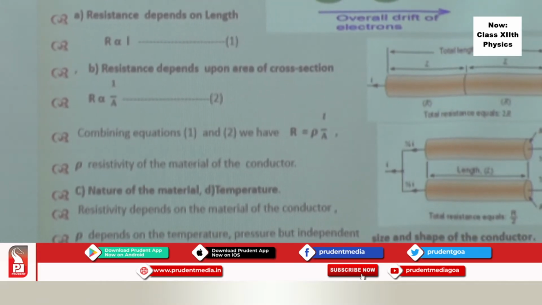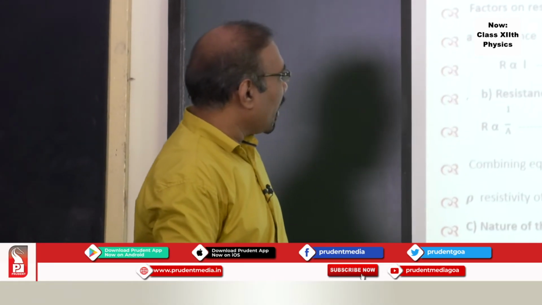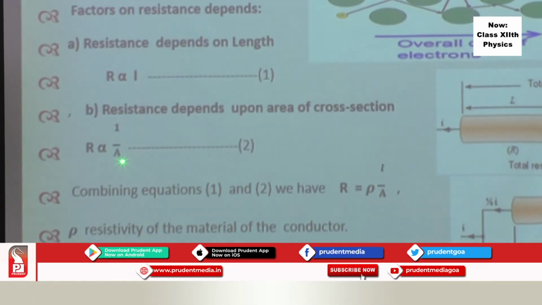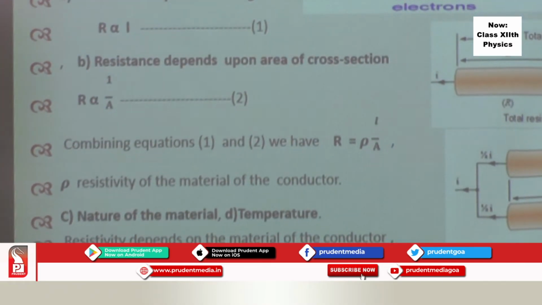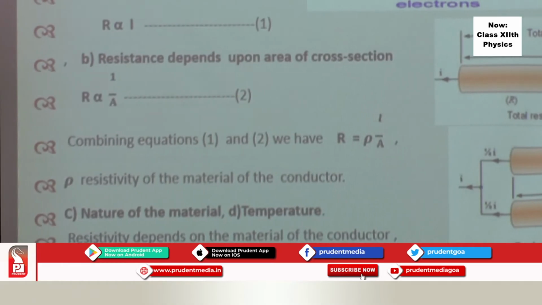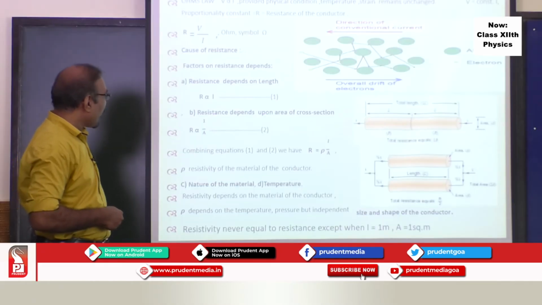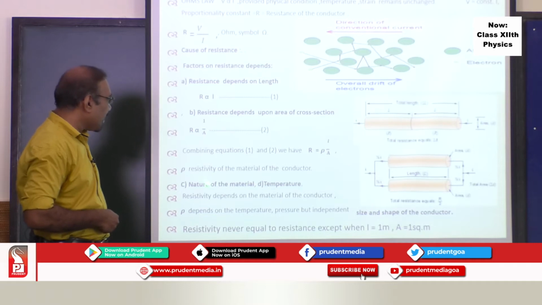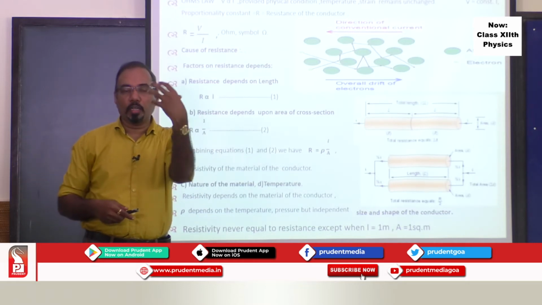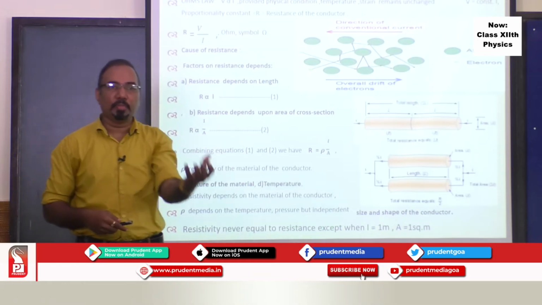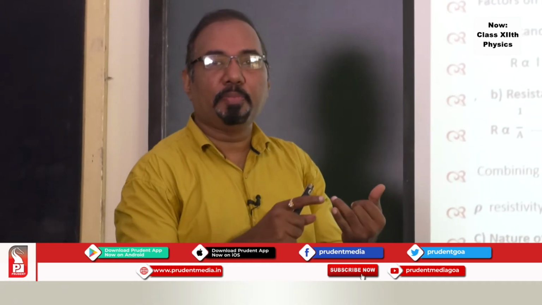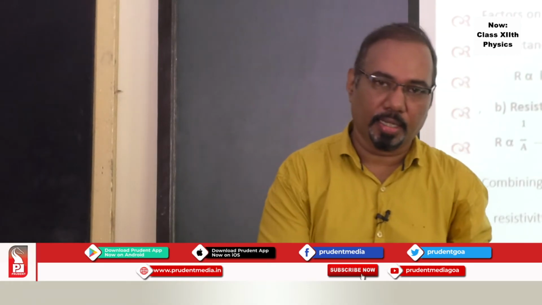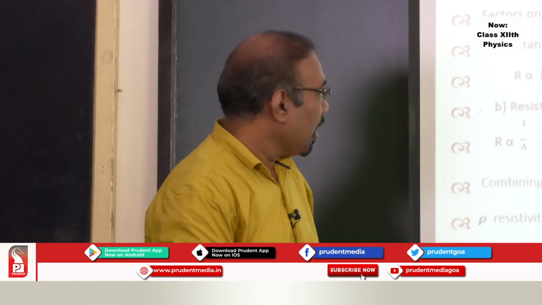So resistance depends on length, and resistance depends on area of cross-section. The proportionality constant which comes into play is called the resistivity of the conductor. It is also called specific resistance. Now, the third factor on which the resistance depends is the nature of the material. Copper, aluminum, any conductor of different material, its resistance will be different. It depends on temperature. So resistance can depend on the length of the conductor, area of cross-section, nature, and the temperature surrounding the conductor.